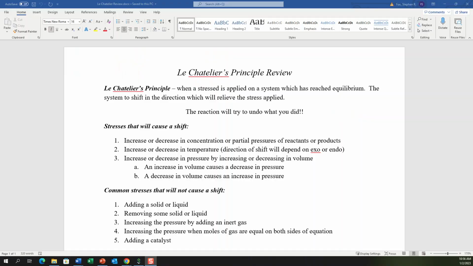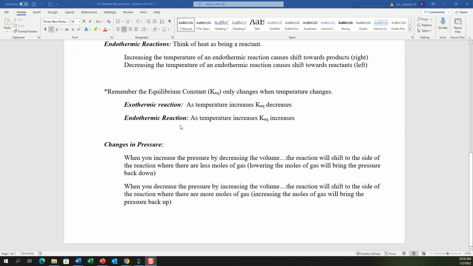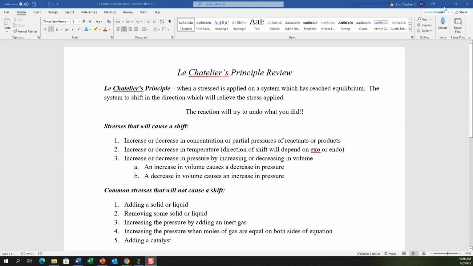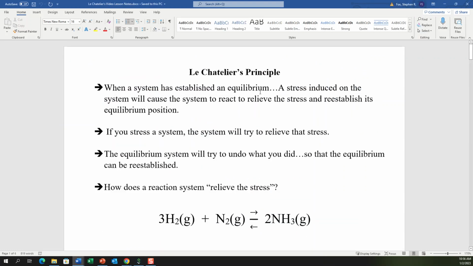All right. So again, this is the one-page handout to read over for Le Chatelier's principle. But let's get into it, okay?